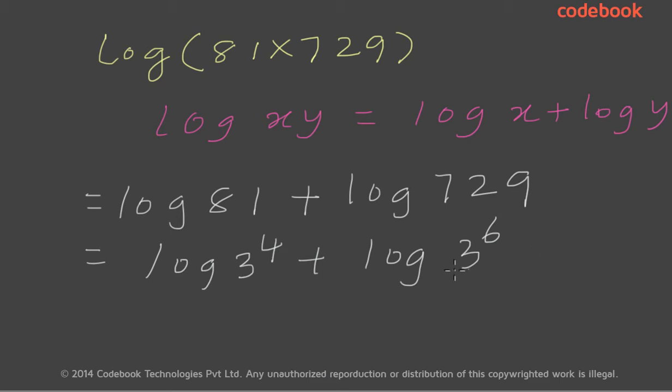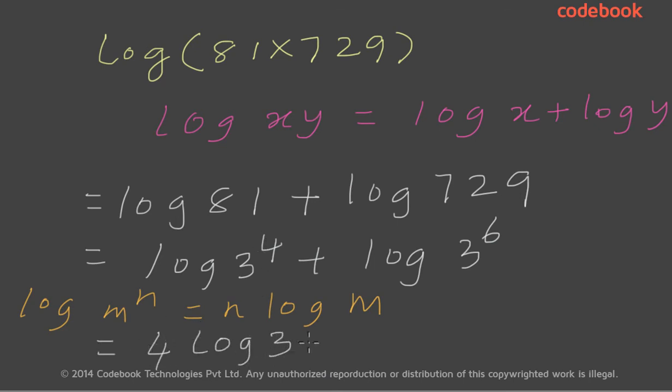But we also know that log m power n is equal to n log m. So here log 3 power 4 is in the form of log m power n. So this can be expressed as n log m, which becomes 4 log 3 plus, similarly here 3 power 6 is in the form of m power n. So this becomes 6 log 3. So 4 log 3 plus 6 log 3 is nothing but 10 log 3. So log 81 times 729 can be simplified as 10 log 3.